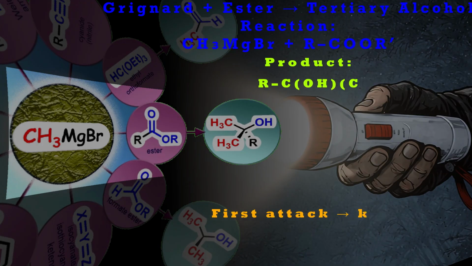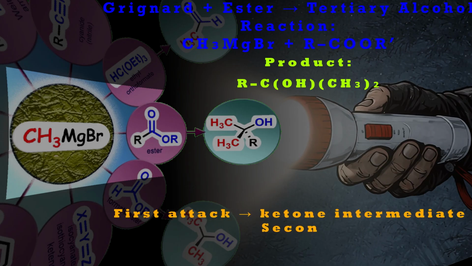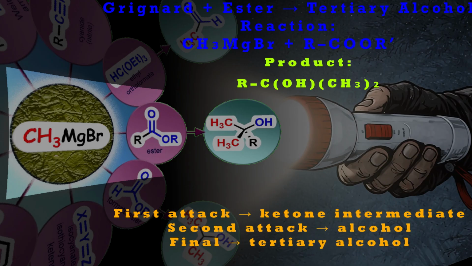Reaction 1. Grignard plus ester gives tertiary alcohol. When a Grignard reagent reacts with an ester, first it attacks to form a ketone intermediate. Then it attacks again. Finally, after workup, you get a tertiary alcohol. Key idea: esters always undergo two additions, giving tertiary alcohol.